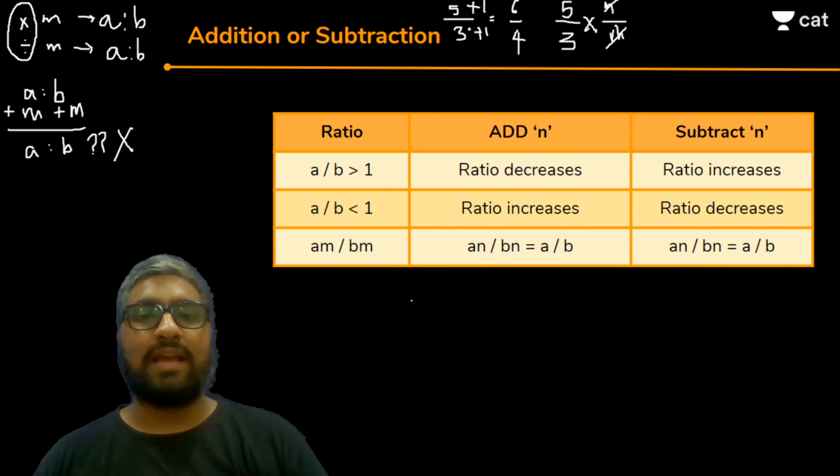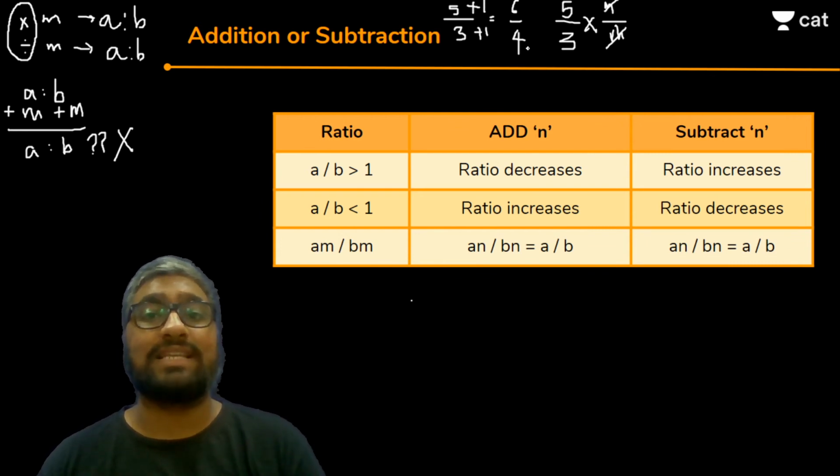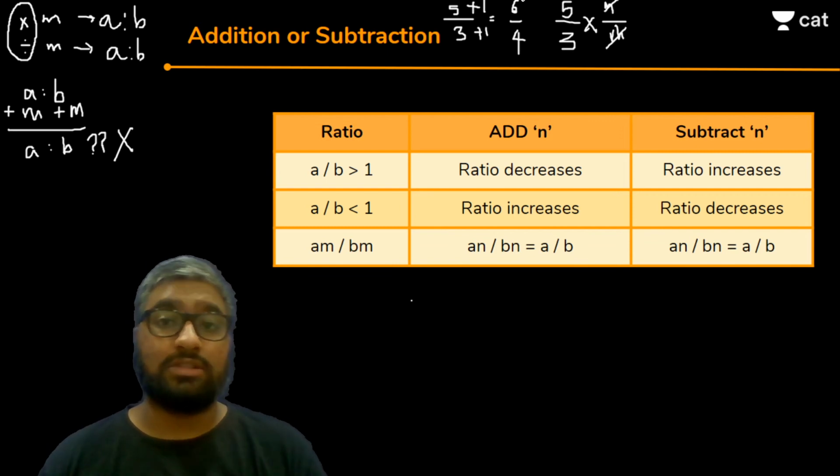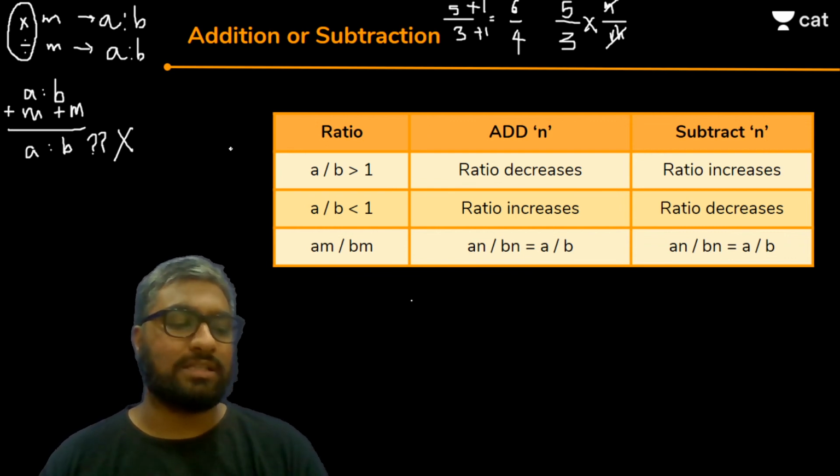Why? So 5:3 is 5/3, right? If I add 1 to each of these, it becomes 6:4. It is no longer 5:3. Do you see it? So the ratio changes the moment you add or subtract anything.